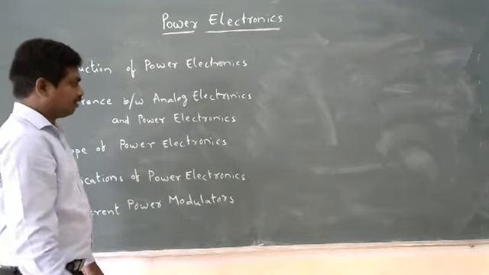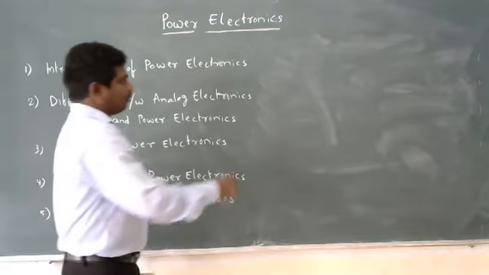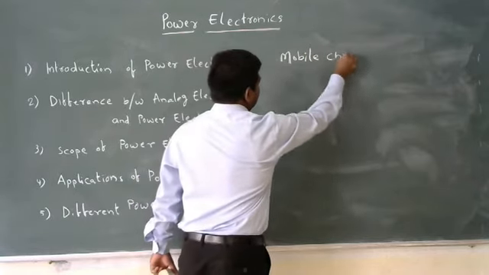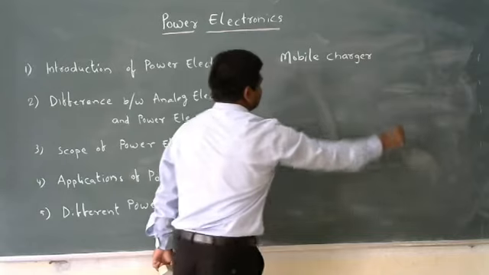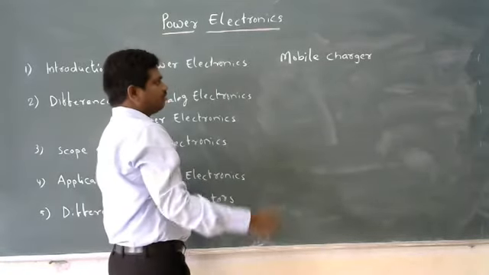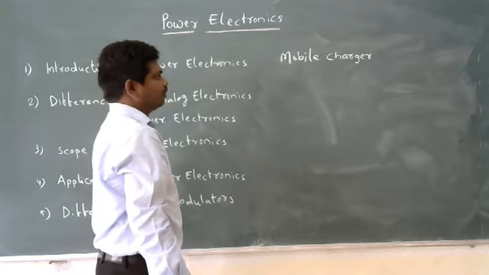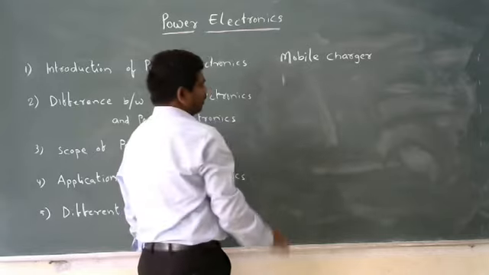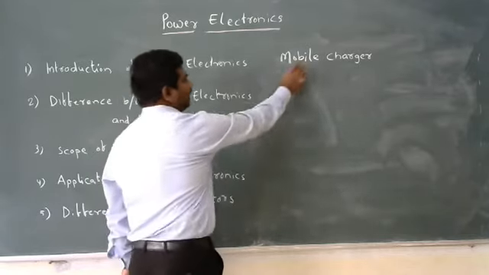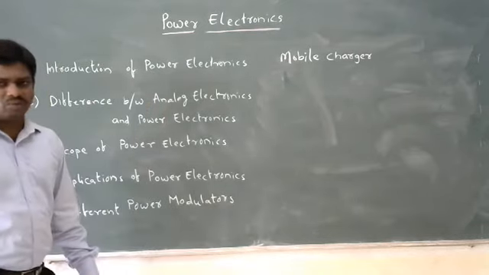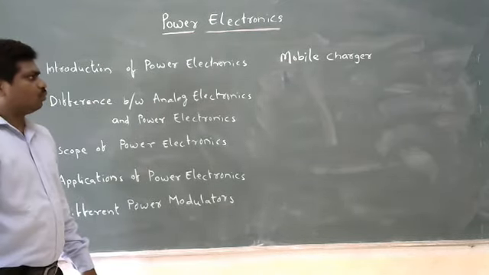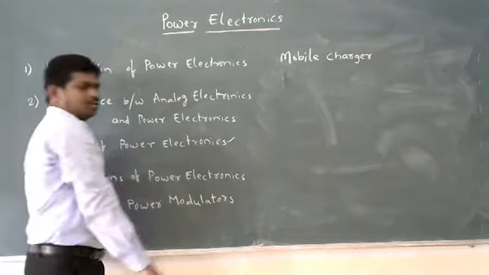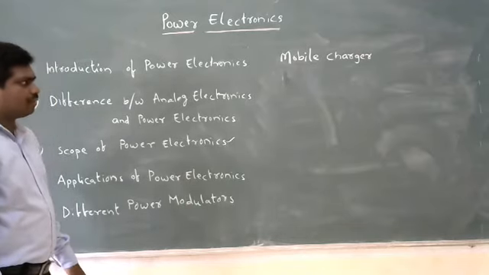Let us take a simple example from daily life: the mobile charger. Nowadays, without a mobile, nobody is there. Everybody uses a mobile, so it has to be charged almost daily. The battery inside the mobile has to be charged, but the battery needs 5 volt DC, 9 volt DC like that. So to charge that battery, we need to use a power electronic circuit. Not only the mobile charger.